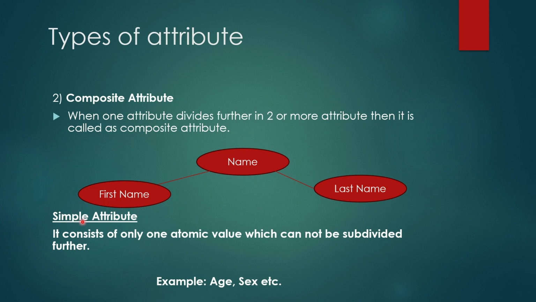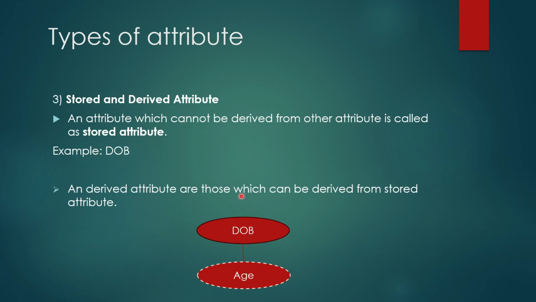Similarly, a simple attribute only consists of one atomic value which cannot be subdivided further. For example, age, you cannot divide age into any further attributes. Similarly, sex, you cannot divide sex into multiple further attributes. Sex can be male or female only, etc.